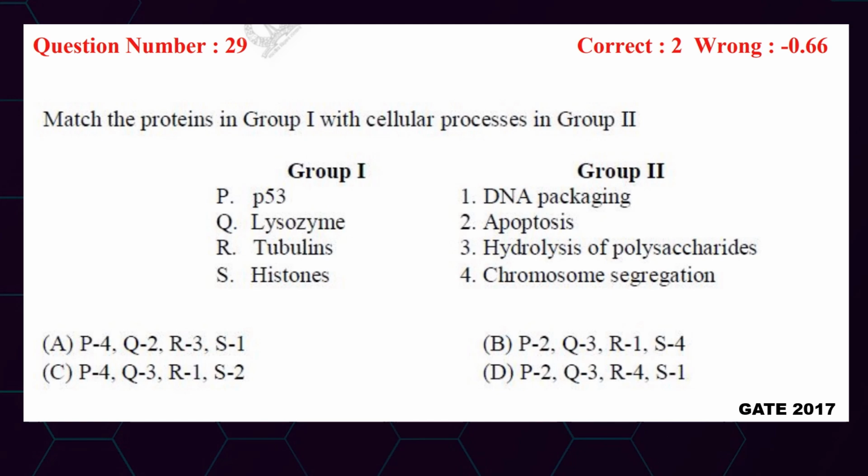Hello everyone, we are solving question number 29 of K 2017. It says match the protein in group 1 with their cellular processes in group 2. So we have 4 proteins, P53, lysozyme, tubulin and histone in group 1, and we have to match these proteins with their respective cellular processes. So let's begin with the first protein, that is P53.